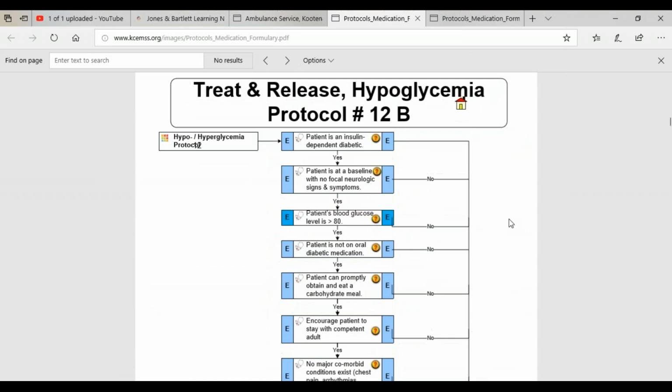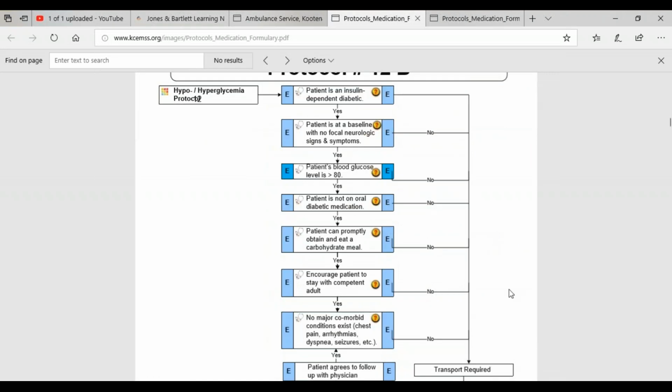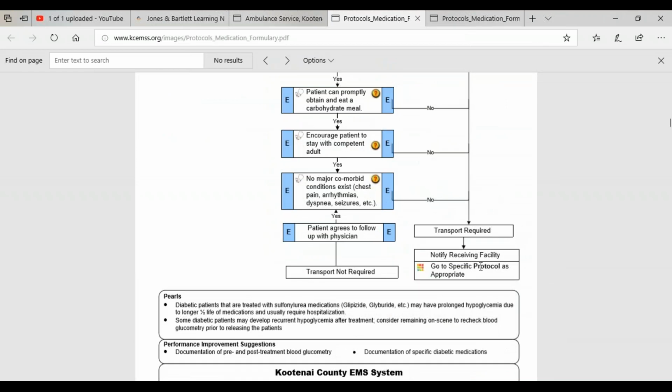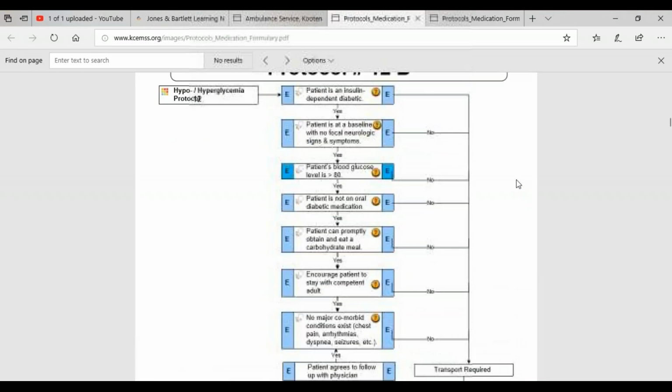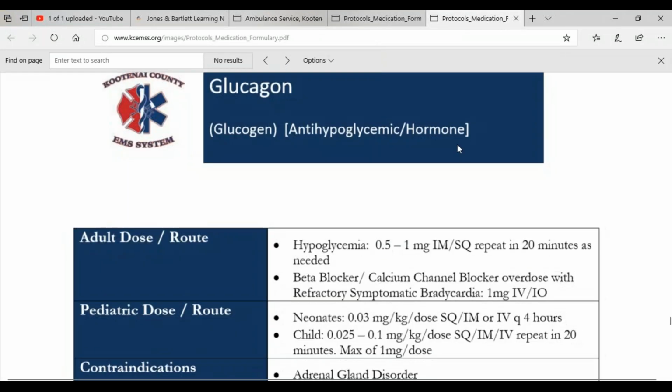The treat and release protocol is 12B. These are things that we should be thinking about every time we go on these patients if we're going to leave them there. This is our opportunity to shine as a provider, as a clinician. So we should jump on those opportunities.